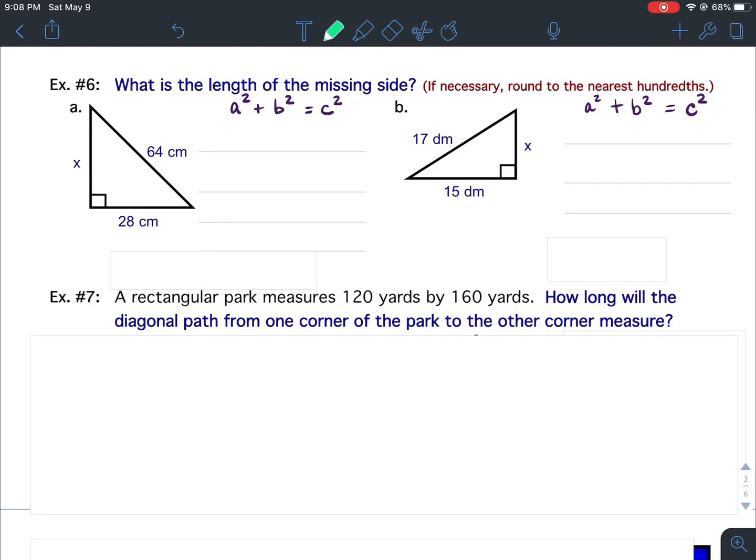Pythagorean theorem, lesson 24 notes, example number 6. What is the length of the missing side? If necessary, round to the nearest hundredths. All right, let's start by labeling these two figures.